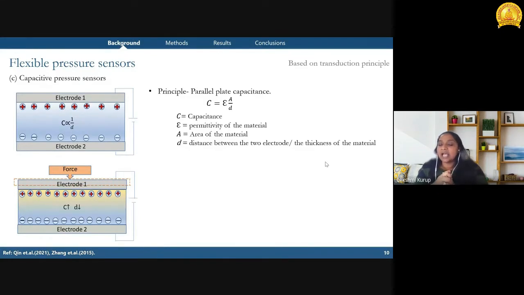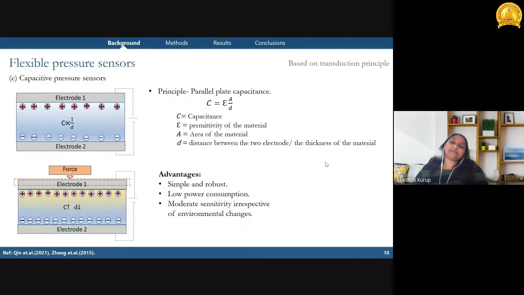So in capacitive pressure sensors, as force is applied, the dielectric material placed between the two electrodes just pushes down, right? It compresses down. As it compresses, the distance between the two electrodes decreases. So as d decreases, C increases. That is, the capacitance increases. That is the main principle used in capacitive pressure sensors.